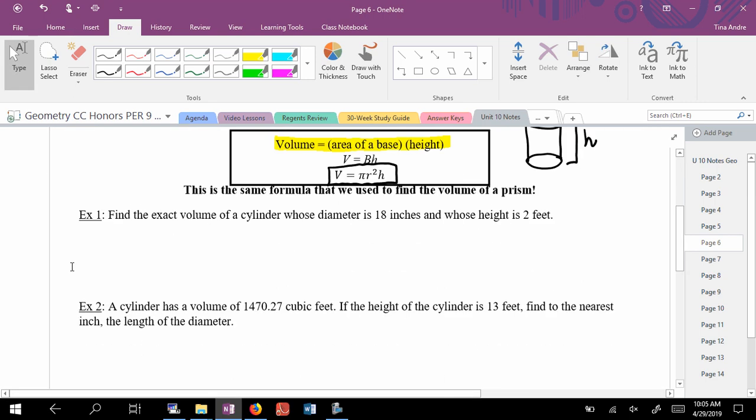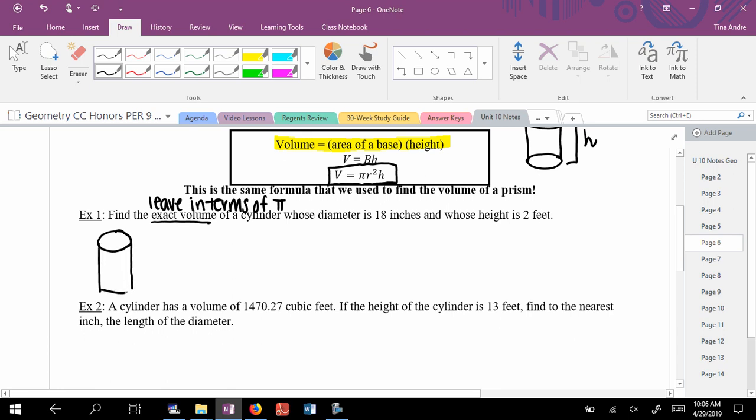If we look at this first example, find the exact volume. When it says exact volume, it means no rounding, so no decimals unless they're decimals that end, which really means in terms of volume that we're going to leave it in terms of pi. Since pi is irrational, if you were to put pi into your calculator, it's going to make your value not an exact value. So we're going to leave it in terms of pi. We want to find the exact volume of a cylinder whose diameter is 18 inches and whose height is 2 feet.